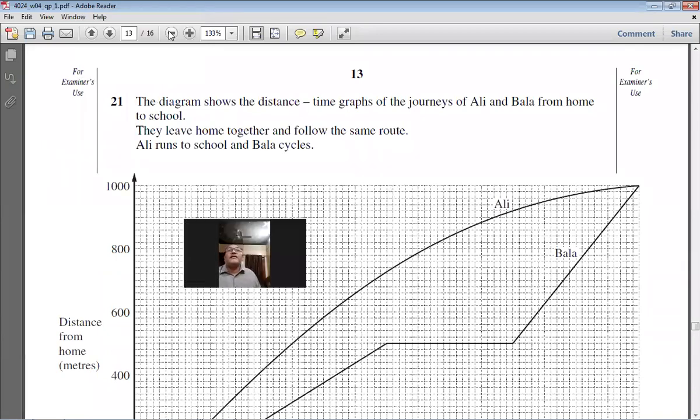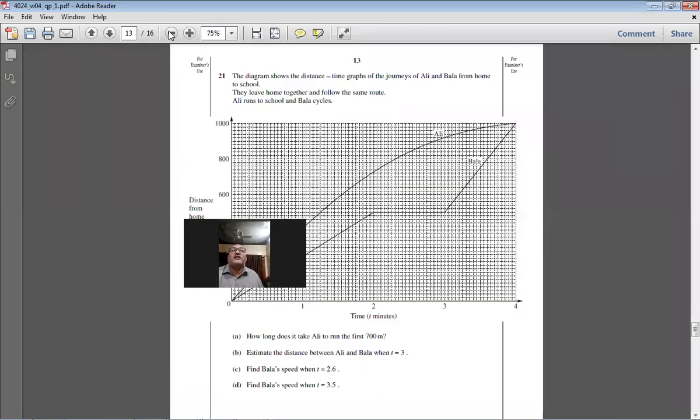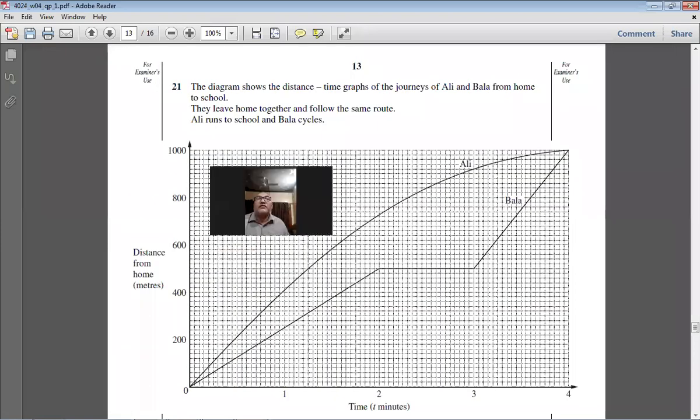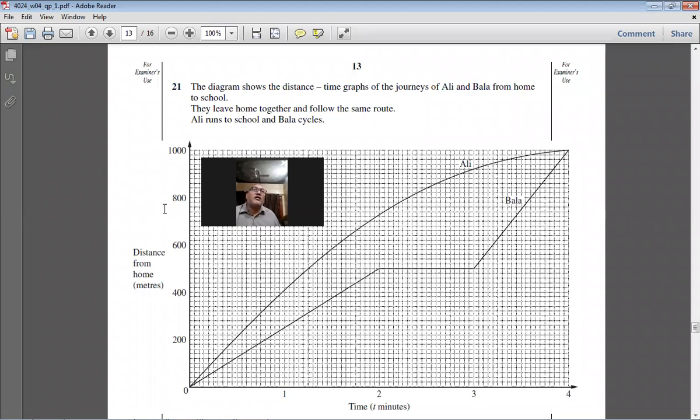So we have question number 21. Question number 21 is coming up on your screen. The diagram shows the distance time graph of a journey of Ali and Bala from home to school. They leave home together and follow the same route. Ali runs to school and Bala cycles.